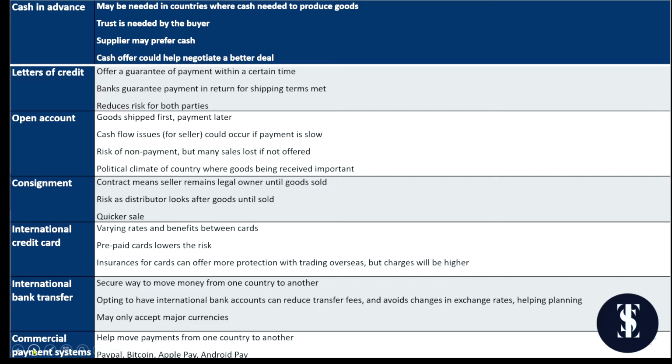Letters of credit. This is offering a guarantee of payment within a certain time, and a bank will guarantee payment in return for shipping terms being met. Now this reduces risk for both parties, having the bank in the middle of the two of them.